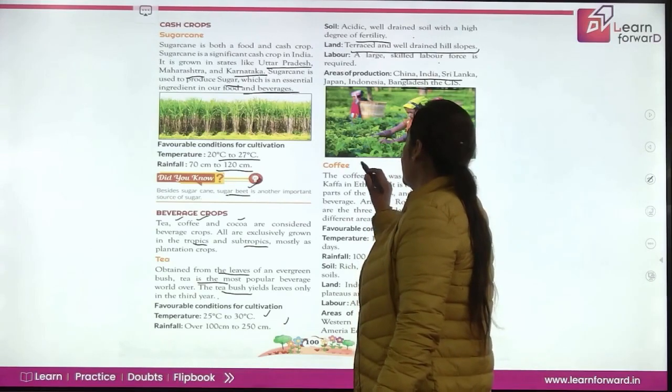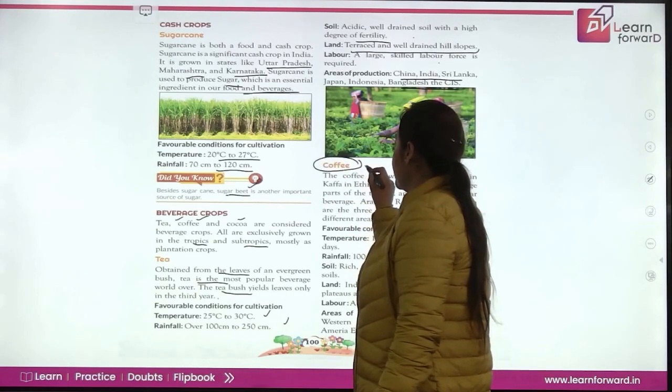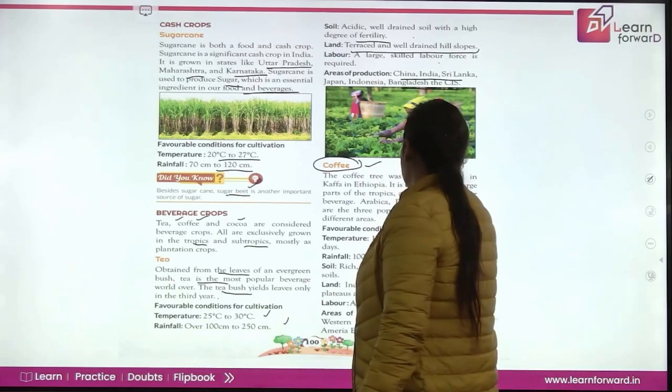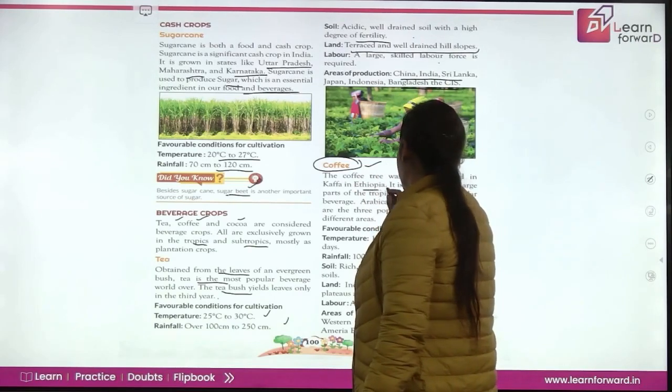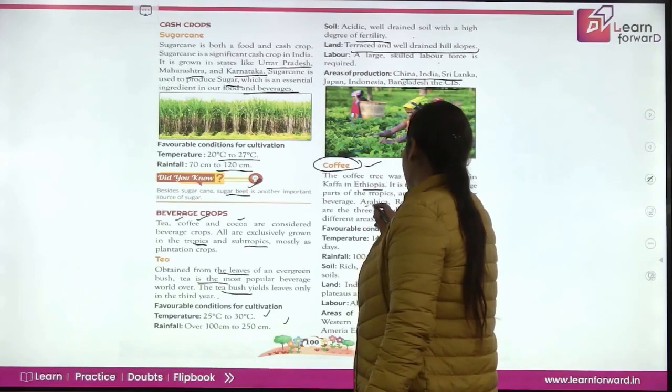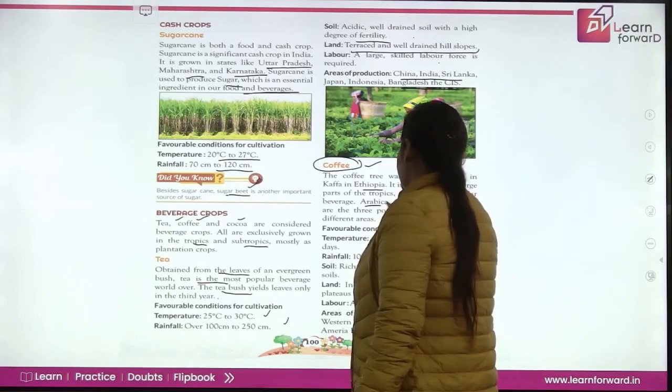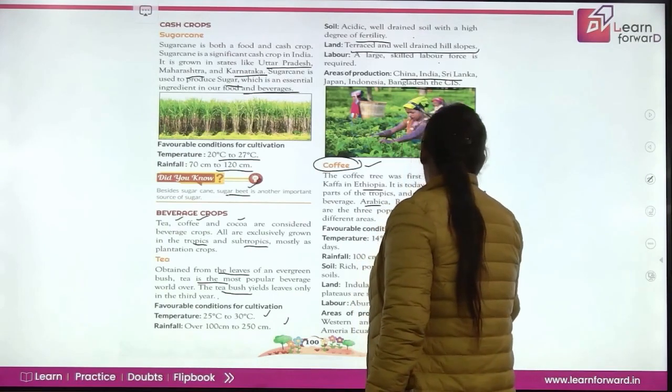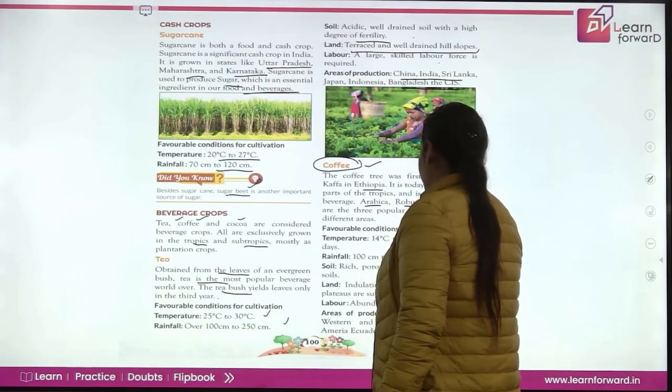If we talk of the second beverage, that is your coffee. The coffee tree was first discovered in Kaffa in Ethiopia. It is today grown in large part of the tropics and is a very popular beverage. अगर इसकी variety की बात करें, अराबिका, रोबस्टा और लिबर्शिया, ये कॉफ़ी की varieties हैं.